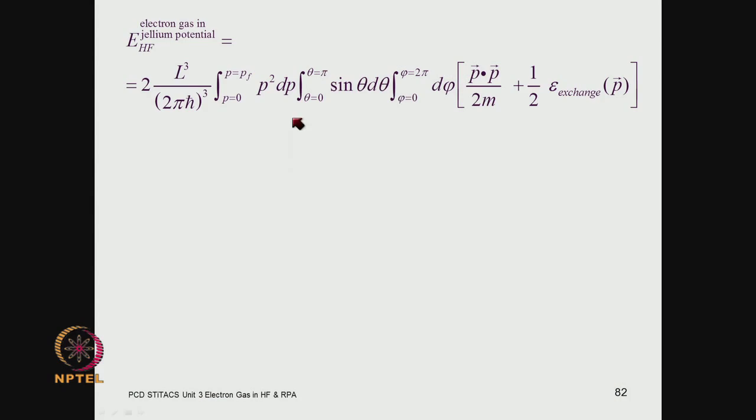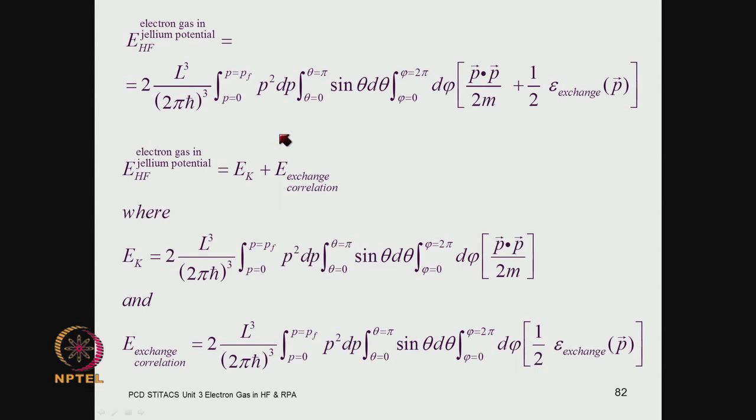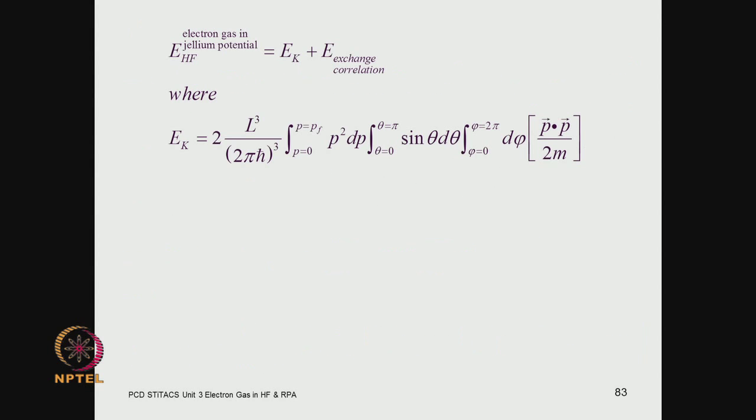This is the Hartree-Fock energy for the electron gas and the Jellium potential, and this is now a sum of these two terms: the kinetic energy part, which is coming from here, the P dot P over 2m, the P square over 2m, and then you have got the exchange term. So, this is the kinetic energy part, and I have now written the two integrals separately, E_k, the first one with a subscript k for kinetic energy part, and the second is the exchange correlation term, and these are the two integrals that we have to work with.